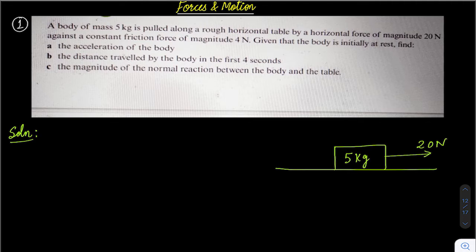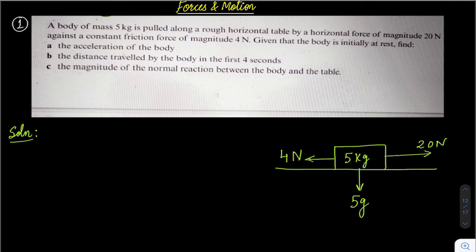And obviously this mass 5 kg will exert mg force, that is 5g downwards, and a frictional force of 4 newton. Constant frictional force of 4 newton is there. So this friction force is 4 newtons. Anyways, it's acting on the body, so it's in this direction. That's it. So this is what is given to us. Now we have to find the acceleration of the body.